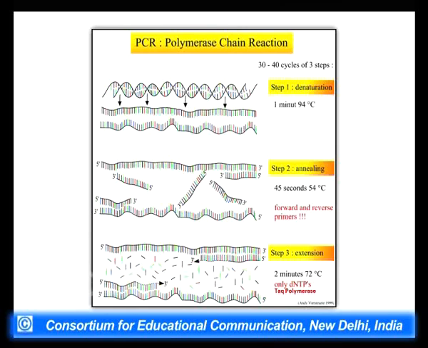This takes about 1 minute. The second step which follows is the annealing, where the primers go and attach to these single-stranded DNA. These primers attach to the regions nearby the region which has to be amplified. This takes place at a temperature of 54 degrees Celsius and has to remain for just 45 seconds.